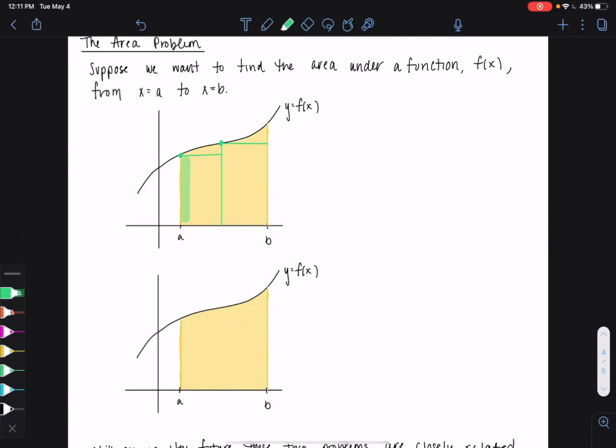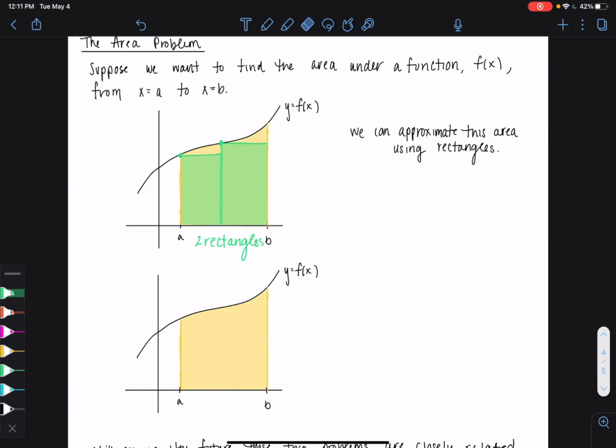So I can find the area of this rectangle using basic geometry and our function values, and add to it the area of this other rectangle. In this instance, we're using two rectangles to approximate the area. So I would add those up. But now maybe I decide to bump it up, because if you notice, there's a nice gap between these. Let's do more rectangles. We've got two, let's double it and cut these in half again.